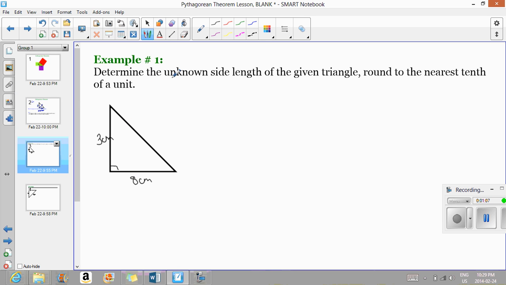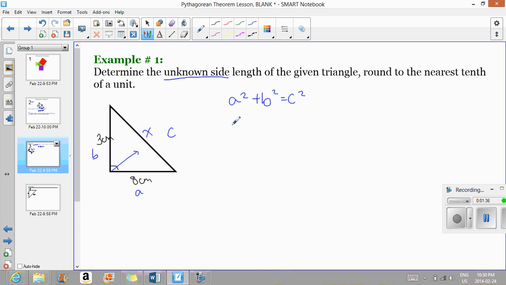So starting with the first one, we have to find the unknown side. So I'm going to call this x, and then we have to round it to the nearest tenths of a unit. So because we have a right angle triangle, we have two side lengths. We're finding one side length. We know we're going to use A squared plus B squared equals C squared. We have to label A, B, and C. And so if you remember, C is the longest side. A and B can be in either order, the sides that are attached to the right angle.